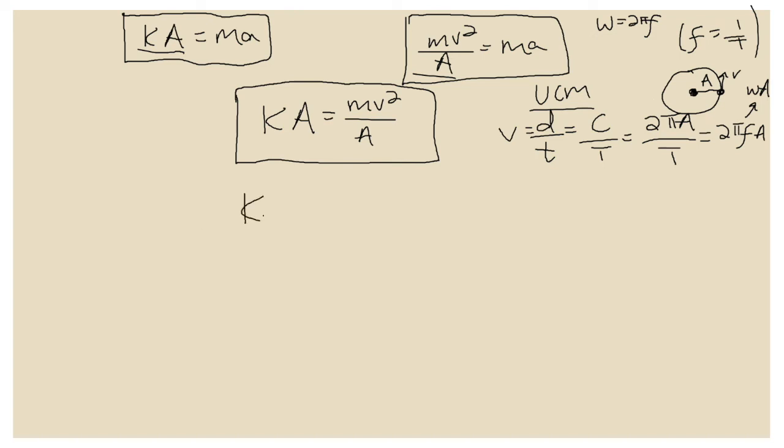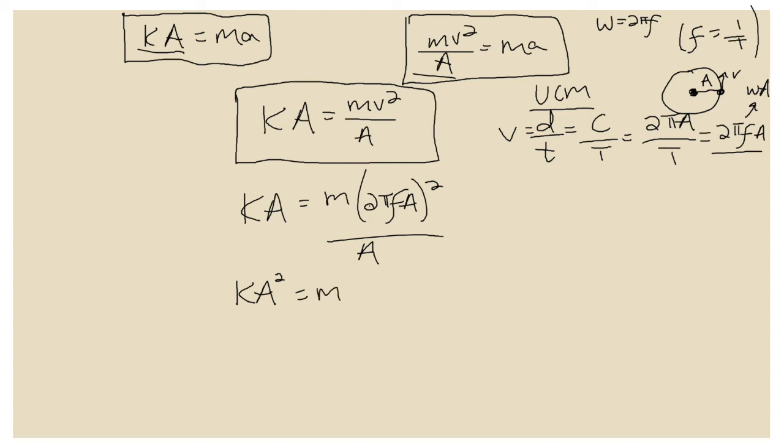And so what we're going to say here is kA equals mv squared, where v is equal to 2 pi f A. So we square that and then divide it by A, the amplitude. Now, notice we're going to have to square this whole term. What I'm going to do here is bring this A to the other side. So I have kA squared, and that's going to be equal to m times 2 squared, which is 4, pi squared, f squared, and A squared.